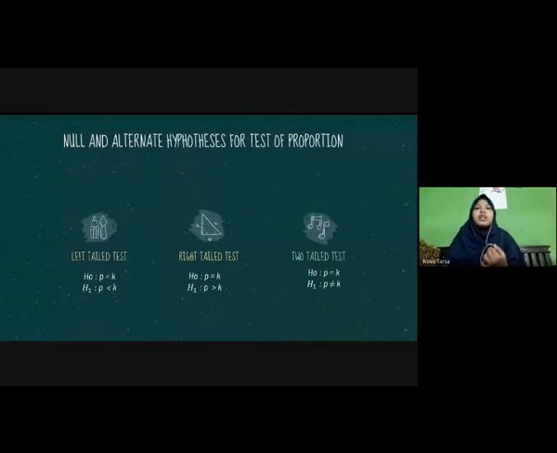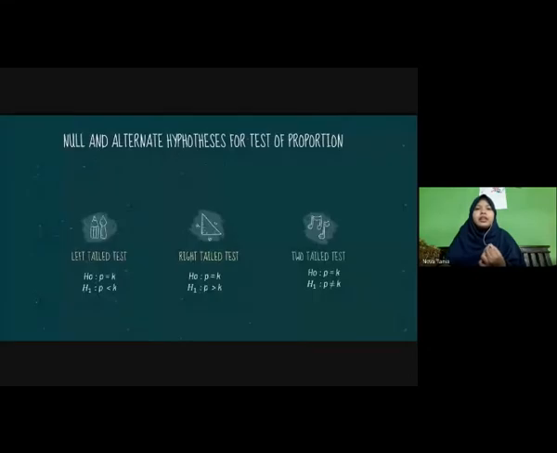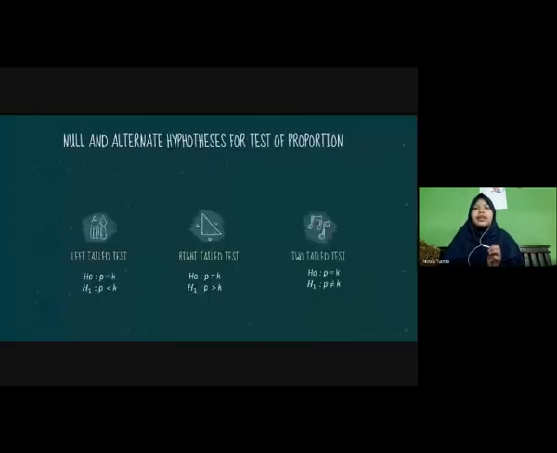For the null hypothesis, for left tail, right tail, and two tail, it is the same. The null hypothesis is p equals k. For the left tail test, the alternate hypothesis is p less than k. For the right tail test, the alternate hypothesis is p greater than k. And for the two tail test, the alternate hypothesis is p is not equal to k.